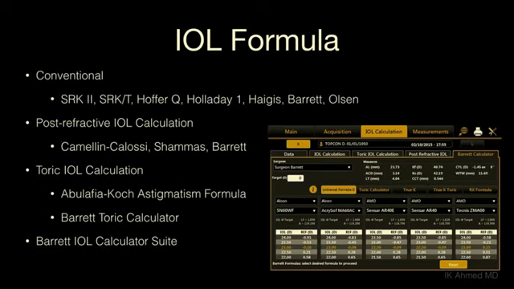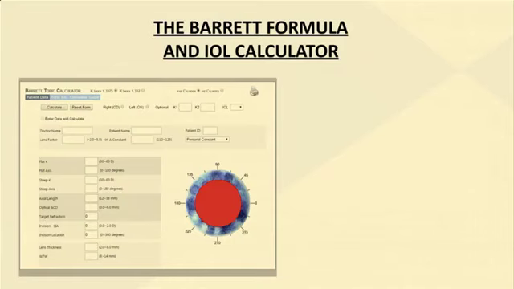So we talked a little bit about IOL formula, and all the classics are available, but the integration of the post-refractive calculator here, as well as the toric IOL calculator, and as well as some of the latest generation IOL formula, I think is really a nice package. We like having everything automated. There's no re-entering data on a website. Everything's all automated, and the printouts are customizable in what we like to use.